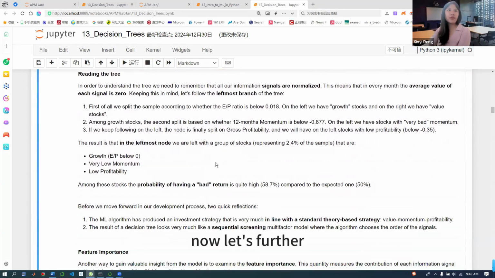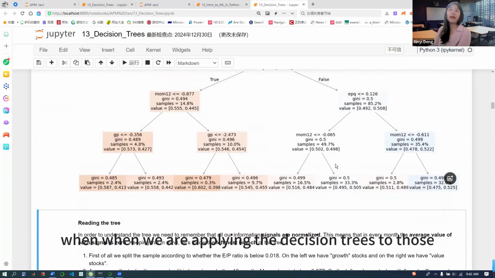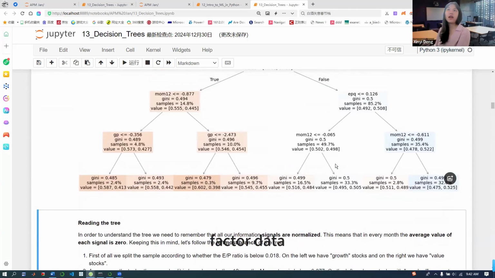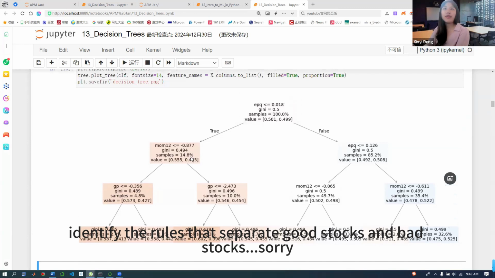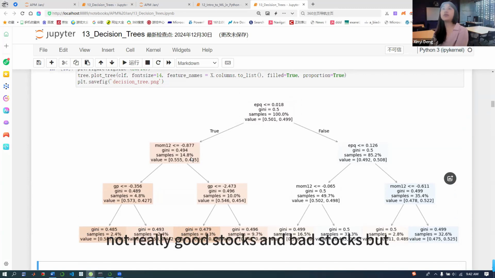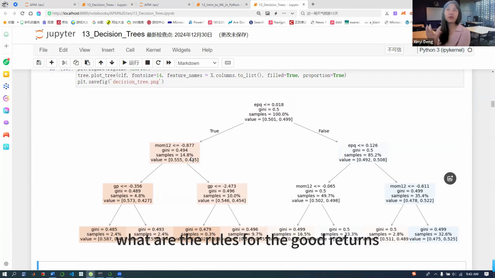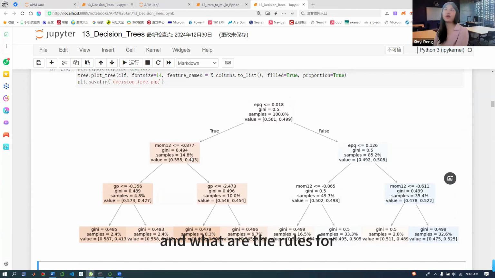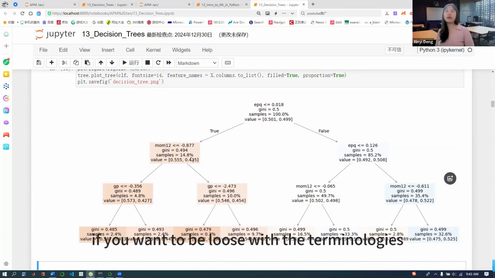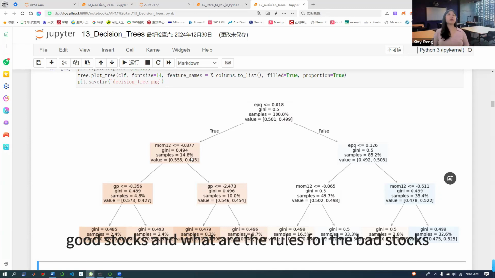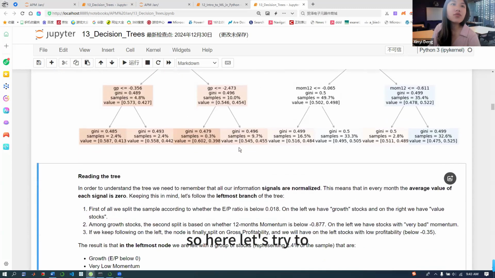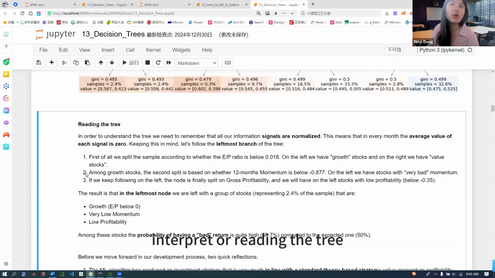Now let's further read the tree. When we are applying the decision trees to those factor data, essentially what I want you guys to achieve is that you will be able to identify the rules that separate good stocks and bad stocks. So not really good stocks and bad stocks, but what are the rules for the good returns and what are the rules for bad future returns? Of course, if you want to be loose with the terminologies, you can also say what are the rules for the good stocks and what are the rules for the bad stocks. So here, let's try to interpret or read the tree.